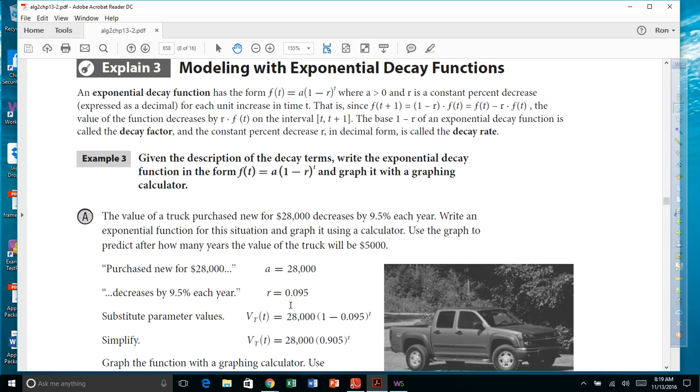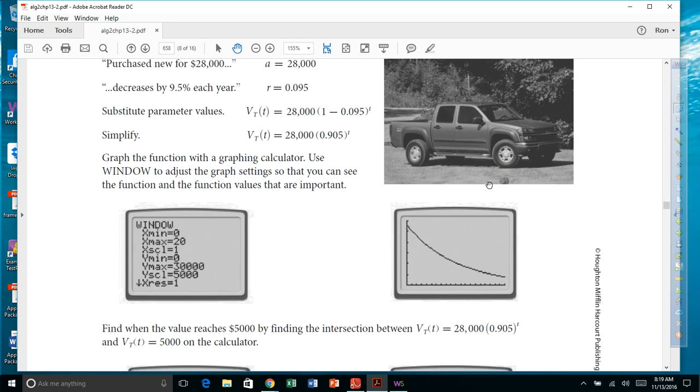And the constant percent decrease r in decimal form is called the decay rate. Given the description of the decay terms, write the exponential decay function in the form f of t equals a times 1 minus r to the t power, and graph it with a graphing calculator. So I'll let you read through.